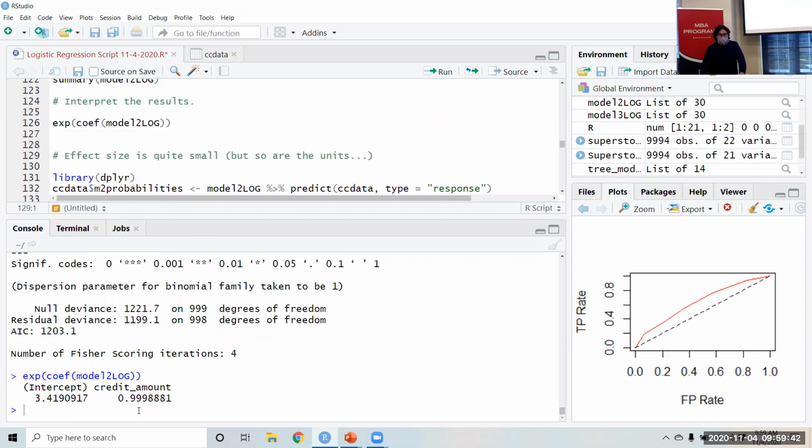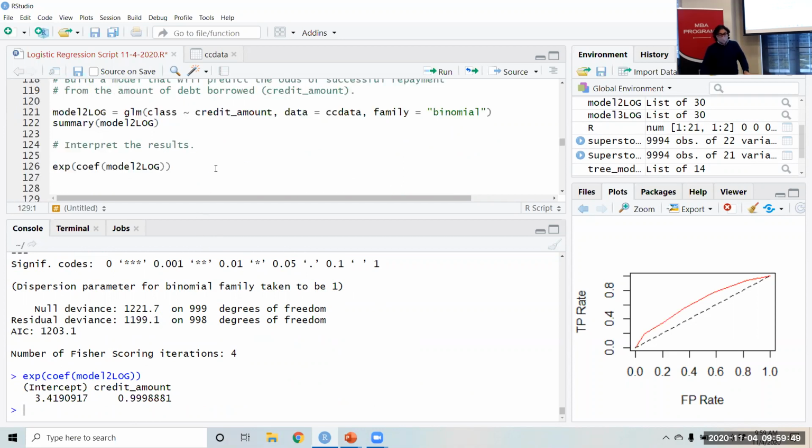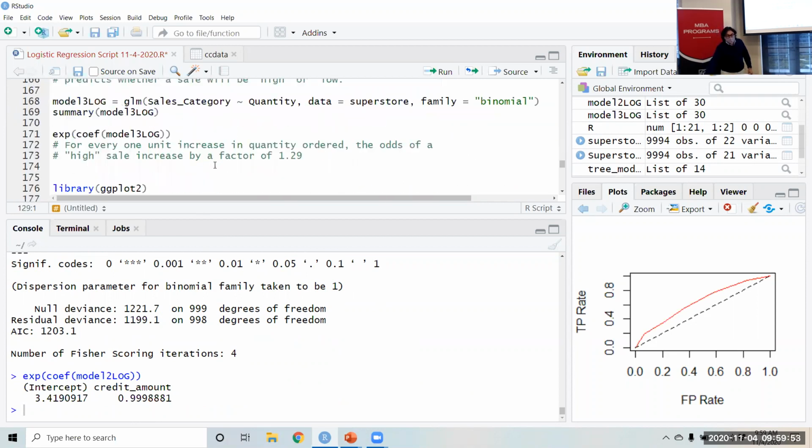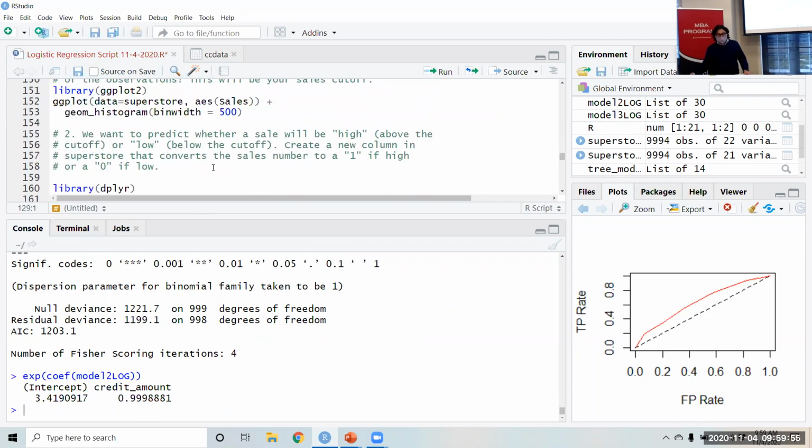We can see that we have 0.9998881, right? And so what does that mean? That means that for every one increased dollar, the odds of successful repayment are multiplied by 0.9998881, or they drop just by a very little amount. So your first instinct might be to say the effect size is very small, but the thing to note is that a $1 increment is also a small increment, right?